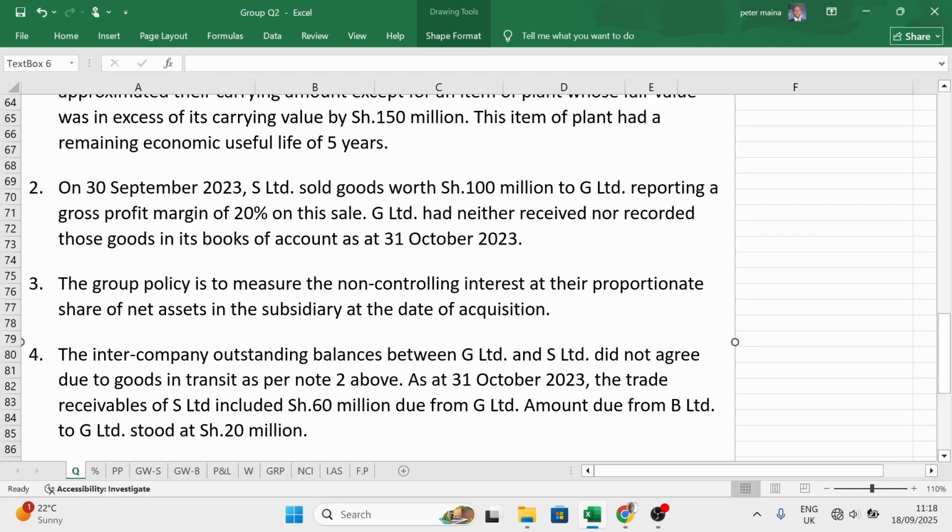Because this is an intercompany sale of goods, we are going to eliminate the unrealized profit, the profit that was made by S Limited. That is 20% of the sales value, because you are told that the goods had not been received nor recorded, which means all the goods are still within the group by the end of the year. And then because they have not been received, we are going to take them as goods in transit. So you're going to have two workings, one for unrealized profit, another one for goods in transit.